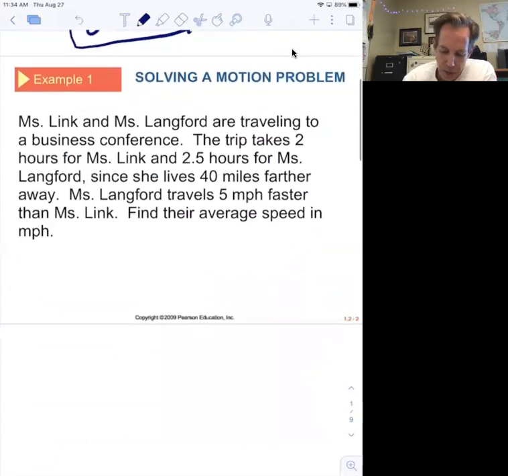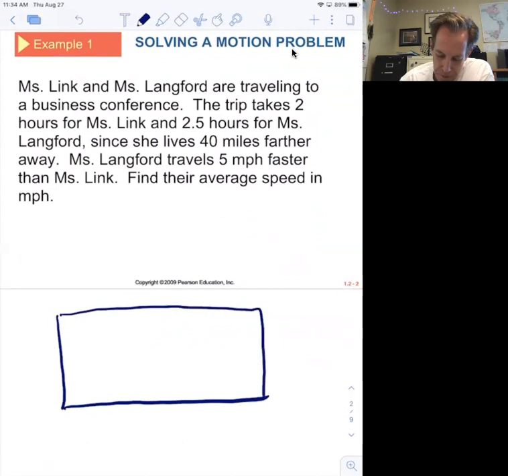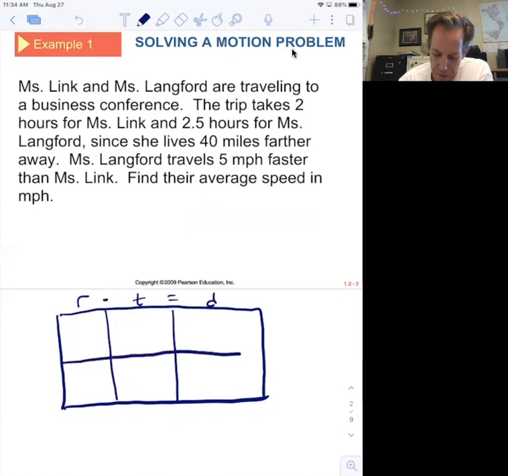And so for these problems, it's common to use a chart. So let me show you how this chart works. In this case, we're going to have 3 columns. I'm going to do rate times time equals distance. And there are 2 rows. The 2 rows represent the 2 people or objects, but usually they're people, the 2 people that are traveling. And so in this case, we have Miss Link and Miss Langford.